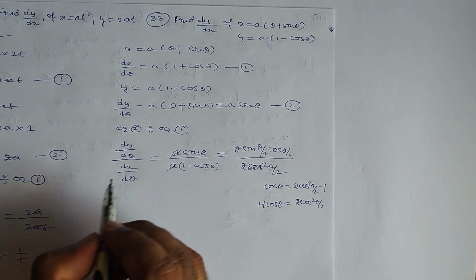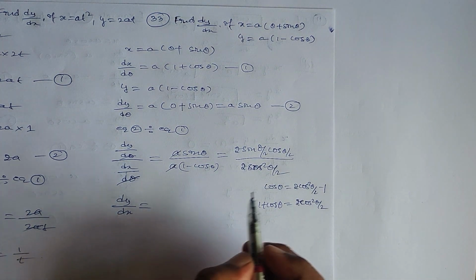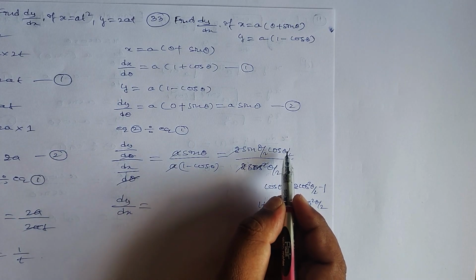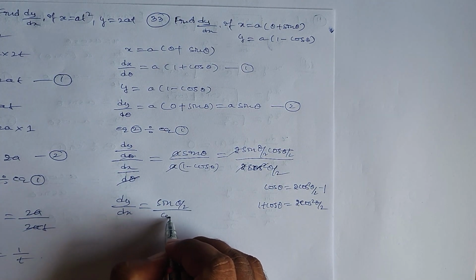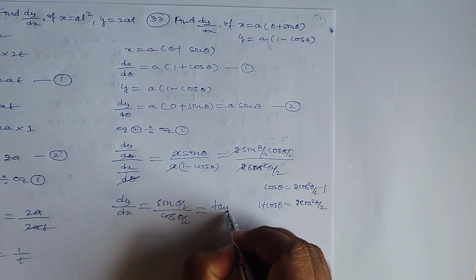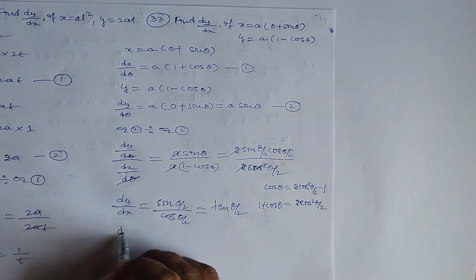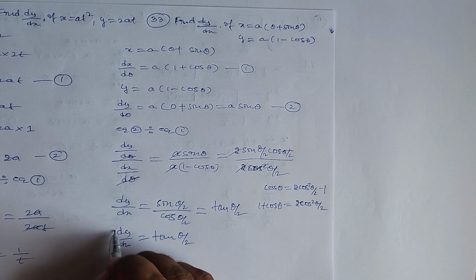Okay, right. So here d theta cancels and dy by dx is equal to, here 2 gets cancelled, 1 cos cancels. What is the remaining? Sin theta by 2 divided by cos theta by 2, which means tan theta by 2. And dy by dx is equal to tan theta by 2.